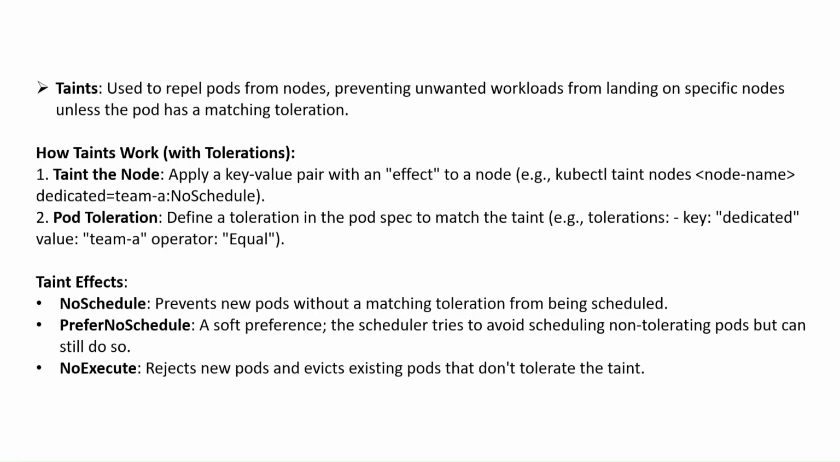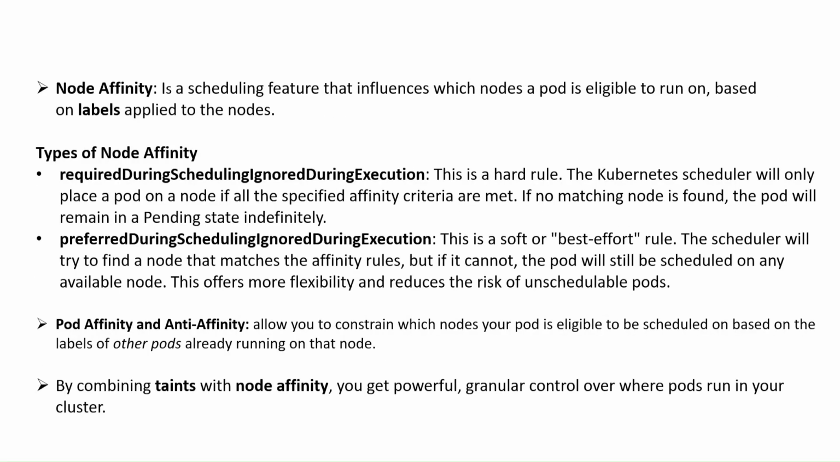The second one is PreferNoSchedule. This is a soft preference. The scheduler tries to avoid scheduling non-tolerating pods, but can still go ahead and do so. The third one is NoExecute. The new pods without the matching tolerations are rejected, as well as any existing pods that do not tolerate are also evicted.